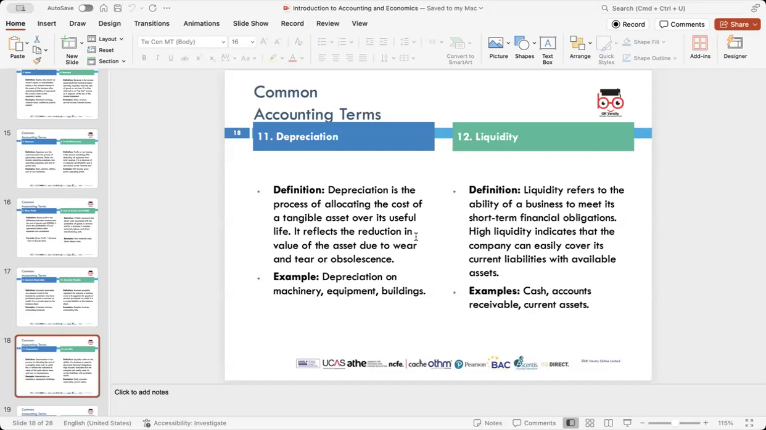Next one is liquidity. Liquidity refers to a business's ability to meet short-term financial obligations. Companies with high liquidity can easily pay their debts without financial strain. Examples of liquid assets are cash, accounts receivable, and marketable securities.